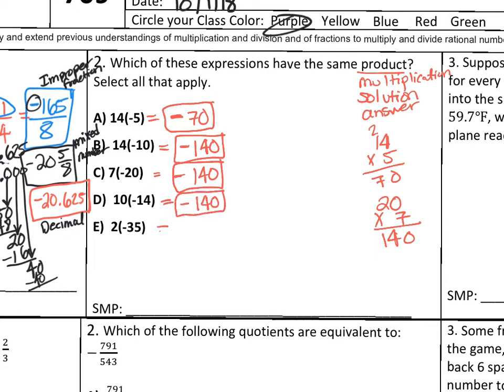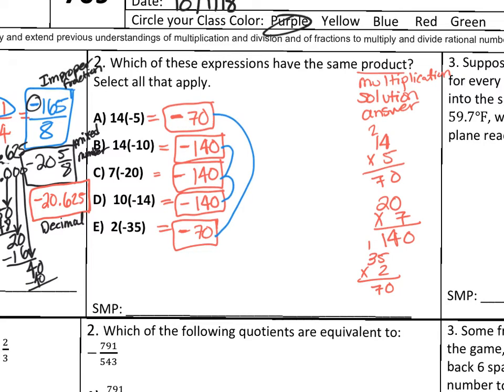Ooh, I see a pattern here. 2 times negative 35 is going to still be negative. Let's do 35 times 2 over here. 5 times 2 is 10. 3 times 2 is 6, plus 1 is 7, so 70. Negative 70. All right, so A and E match. And then B, C, and D match.